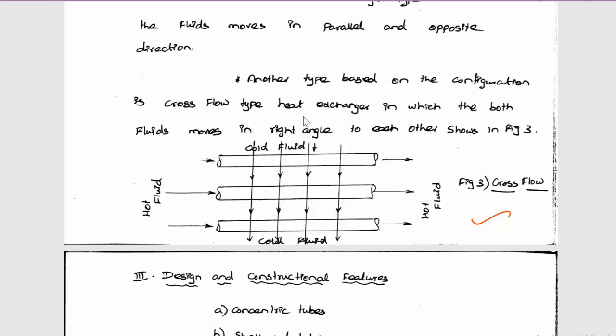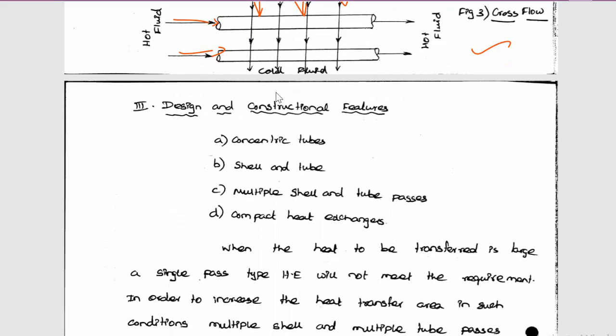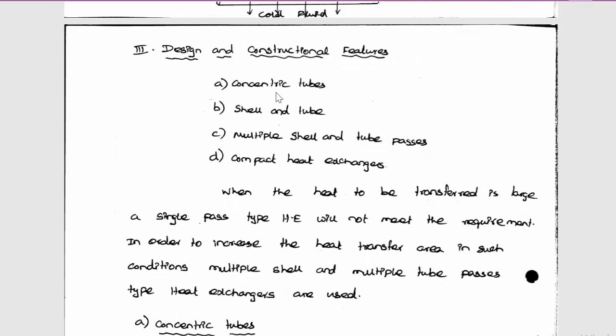The hot fluid is flowing inside the tube, whereas the cold fluid is flowing in this direction, so perpendicular to each other. Hot fluid and cold fluid are flowing perpendicular to each other. This kind of heat exchanger is called a cross flow heat exchanger. And the third type of classification is design and constructional features.